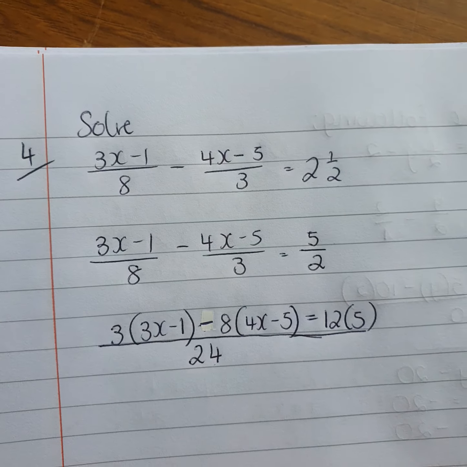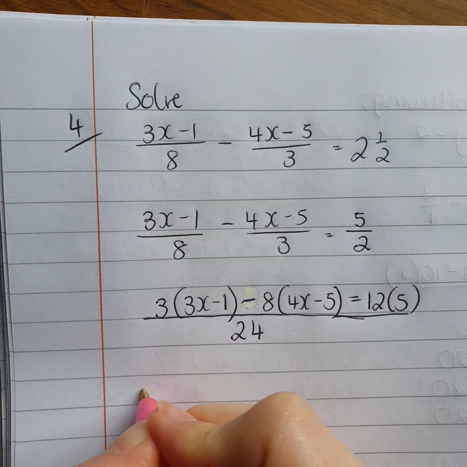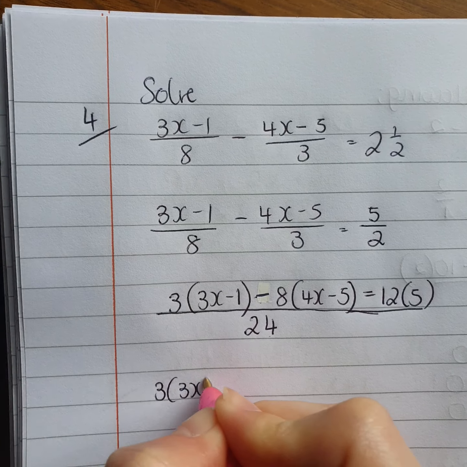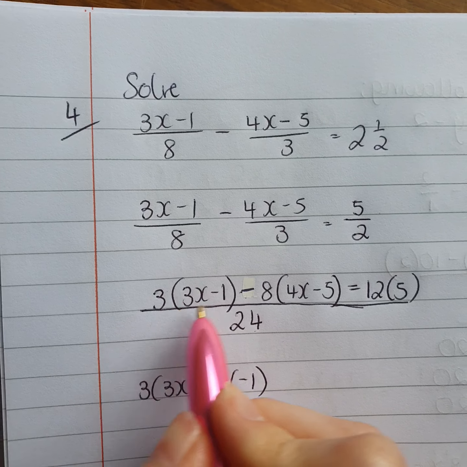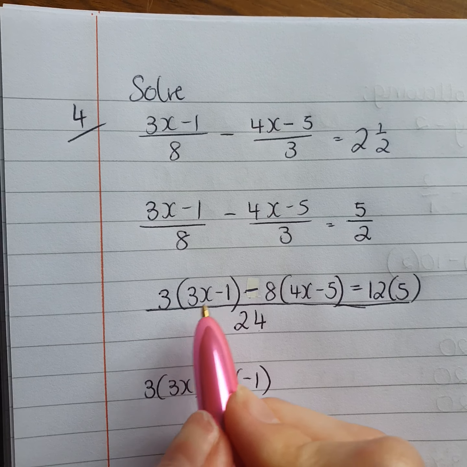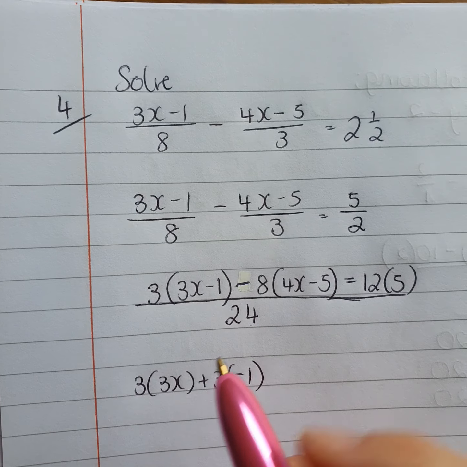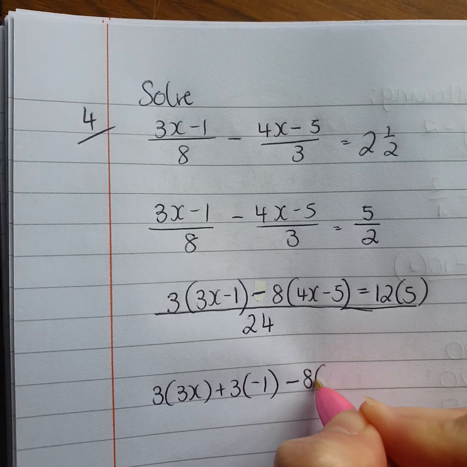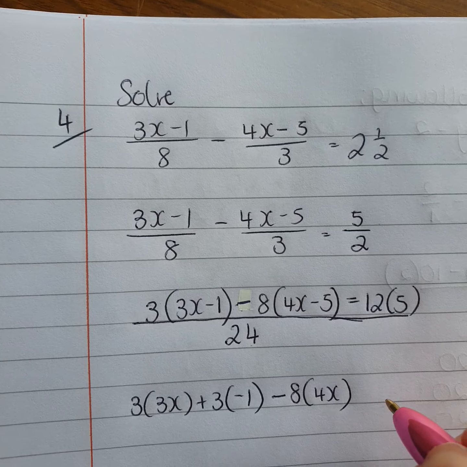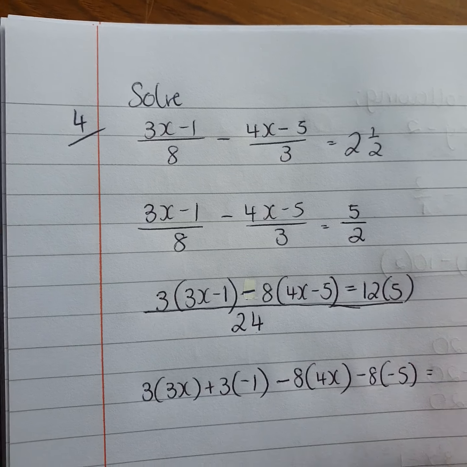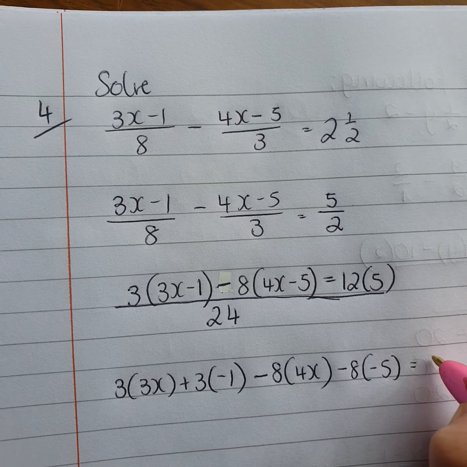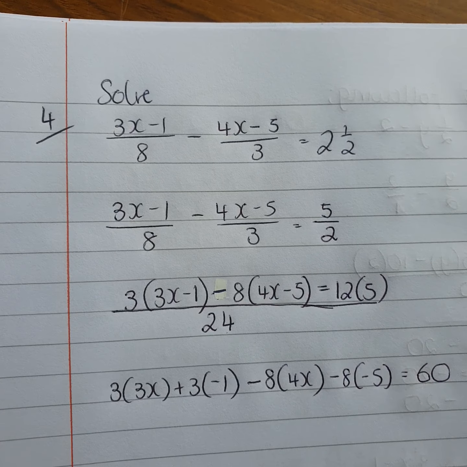Now again, we can get rid of what's underneath the line. So let's multiply out the top line. So we'll have 3 times 3x plus 3 times minus 1. Now I'm doing the long way of doing it, but if you're able to multiply these out yourself, normally in your head, that's fine as well, okay? Once you do it correctly and carefully. Minus 8 times 4x minus 8 times minus 5 is equal to 12 times 5. Isn't that going to be 60 then? So we can multiply that out straight away.